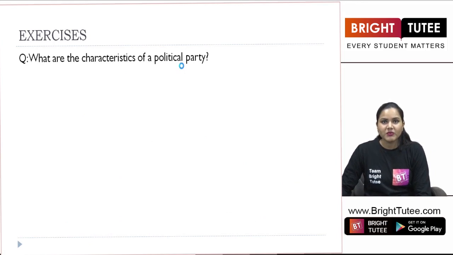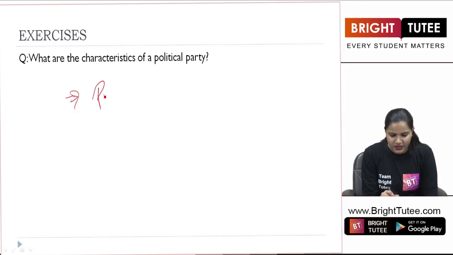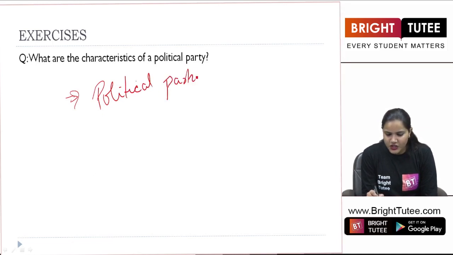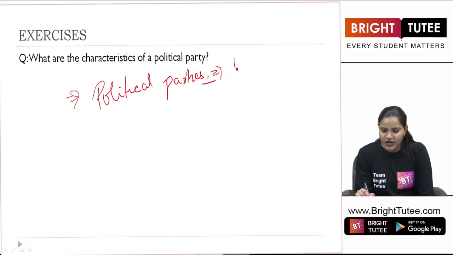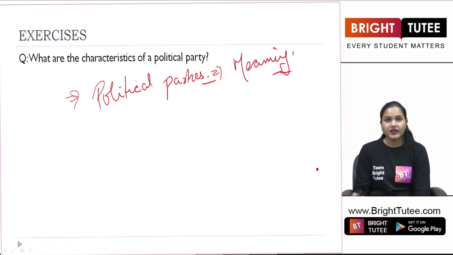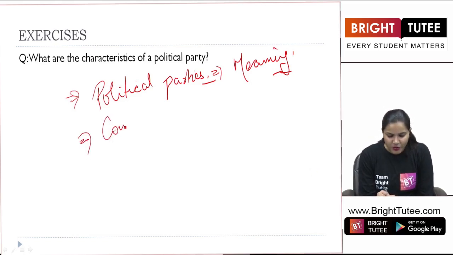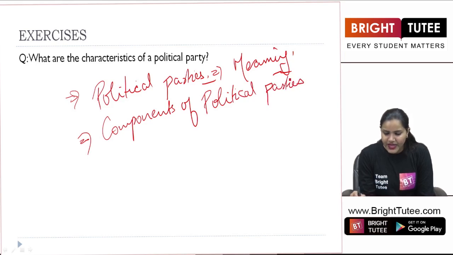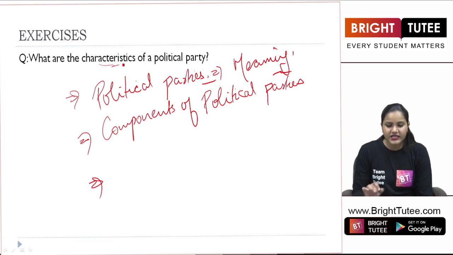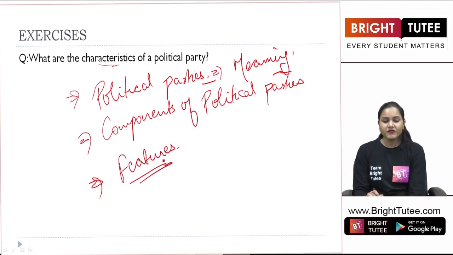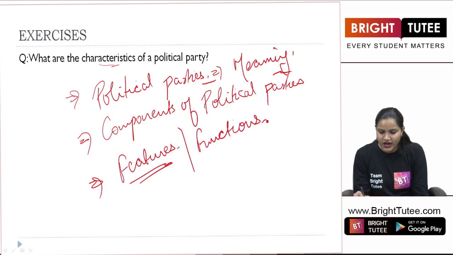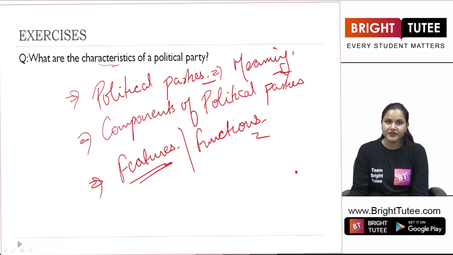Now, what are the characteristics of political party? Definitely here you have to talk about the political parties in general. Since you have now learnt about the meaning and nature of political party as well as features of political party, you can answer this question by talking about the meaning of political parties, right? What are these political parties? Then you can talk about the components of political parties, right? And then in brief, when we are understanding the characteristics of political party, you can talk about their features in short, right? So what are some of the features or functions that these political parties perform and that defines the political party here, right? So these are some of the points that you have to mention here.